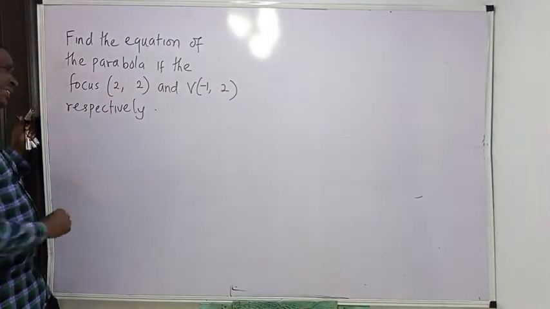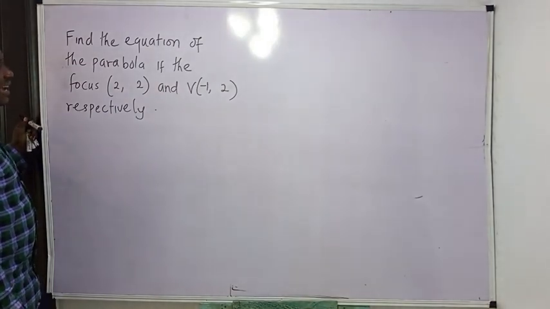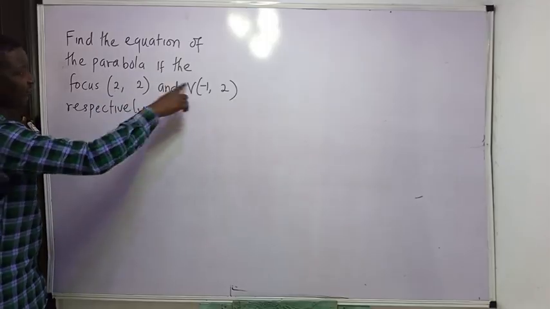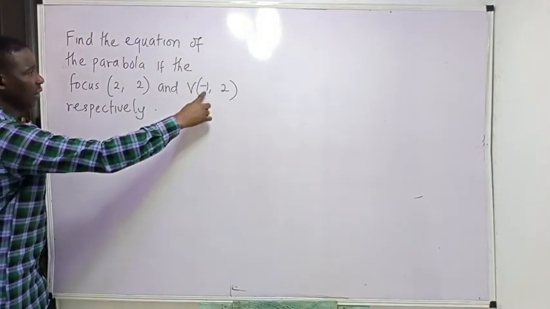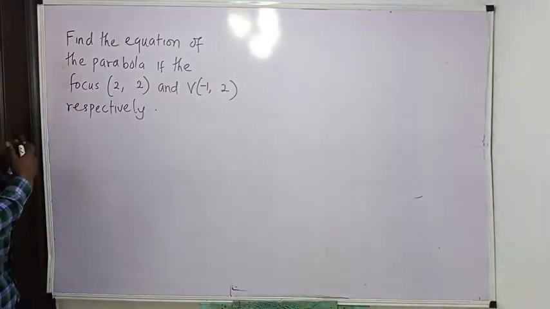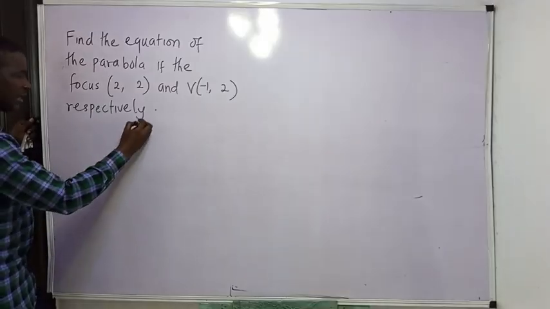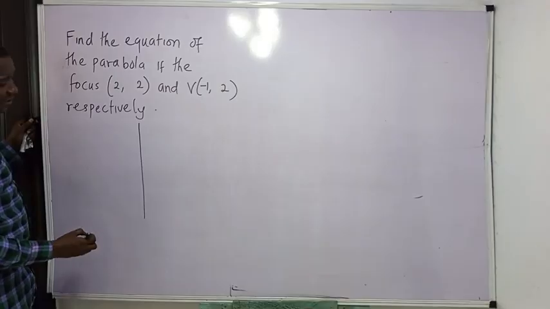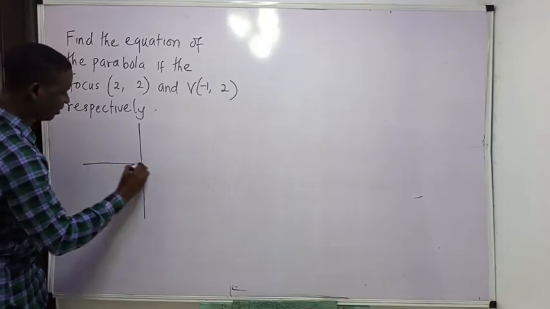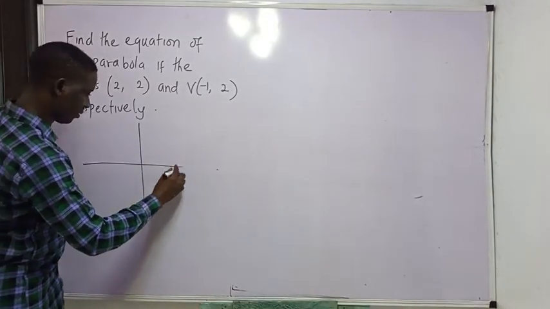That means the parabola lies along the x-axis, because there is change along the x-axis, but there's no change along the y-axis between the focus and vertex coordinates. Therefore, let me show you the diagram. Let's draw the vertex.